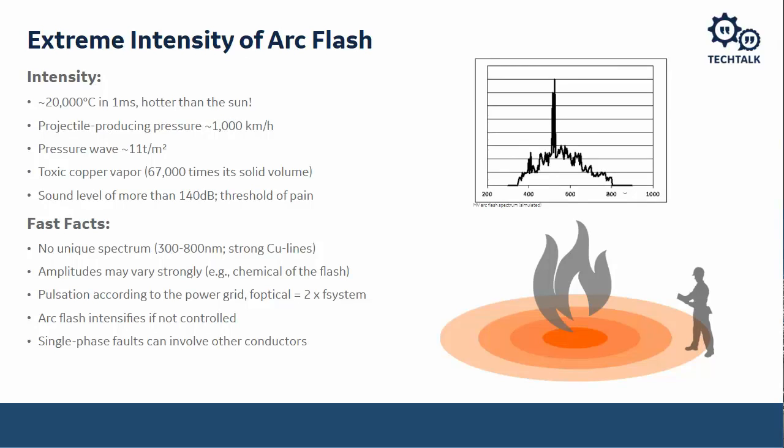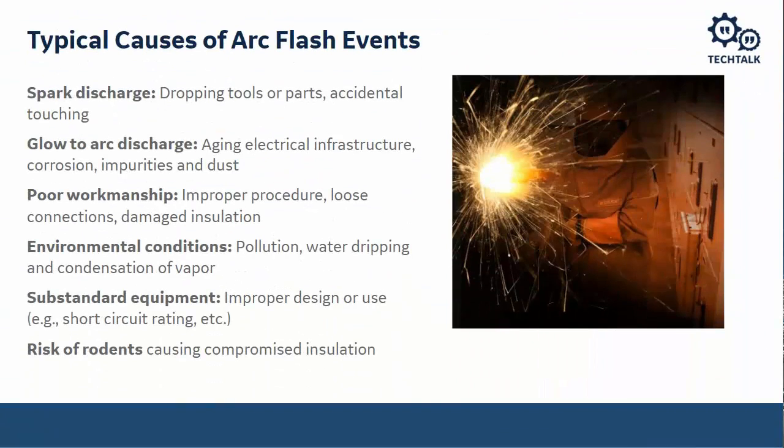In the light spectrum, it's not super unique. It's pretty wide, 300 to 800 nanometers, and the intensities vary. But the arc will continue to grow if it's not controlled, and a single phase to ground fault can grow and involve other phases. Typical causes of arc flash are things like dropping tools. If you're working in an energized cabinet and drop a tool, it makes contact between the conductor and ground, or two conductors, and you get a flash.